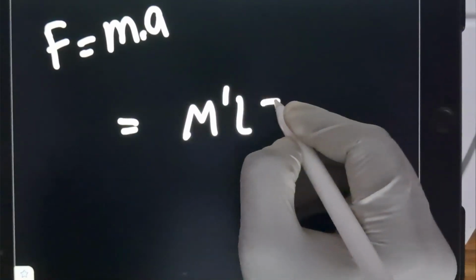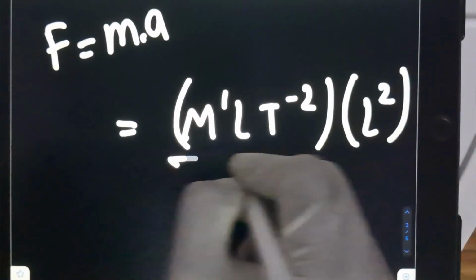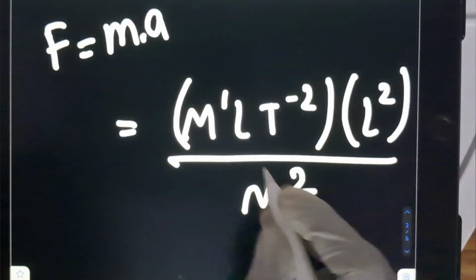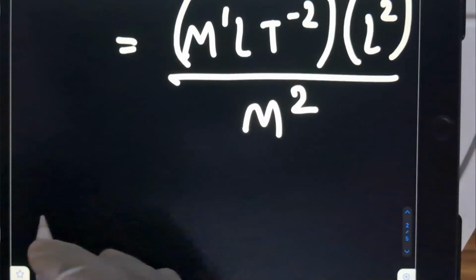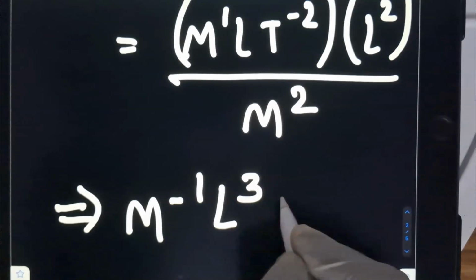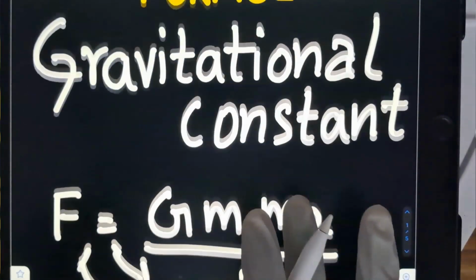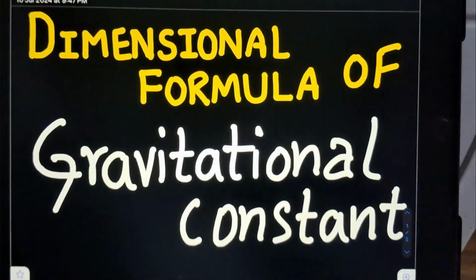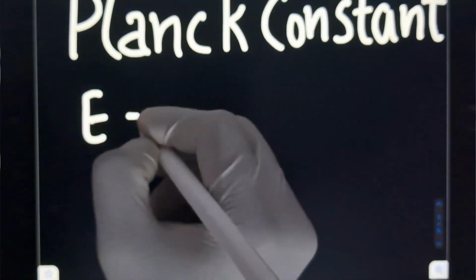We get M^1 L^1 T^-2 as the force dimensional formula. Radius r squared, so L^2 and M^2. On cancellation, we get M^-1 L^3 T^-2 as the gravitational constant dimensional formula. To find the dimensional formula of Planck constant, E is equal to hf.